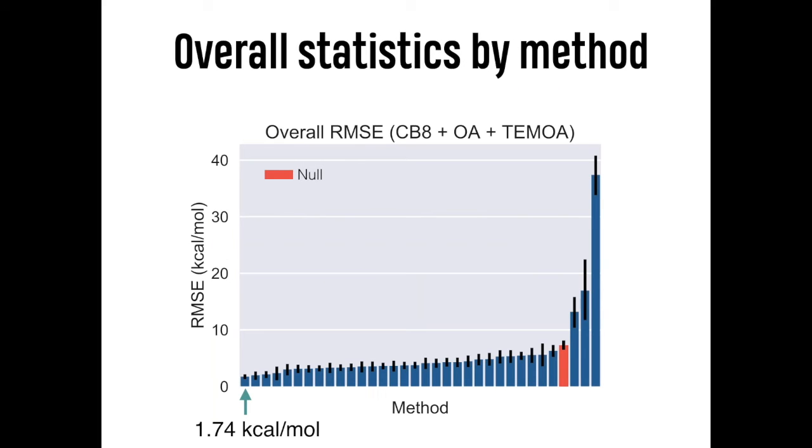And these are the overall statistics. So we just had a discussion session trying to figure out metrics that predicted. So this is just RMSE. I encourage you to go and take a look at all the statistics there and draw your own conclusions. But the best method performed with an RMSE of 1.74 kcal per mole. Here, the null method is a very simple one: just assign 0 to everything.